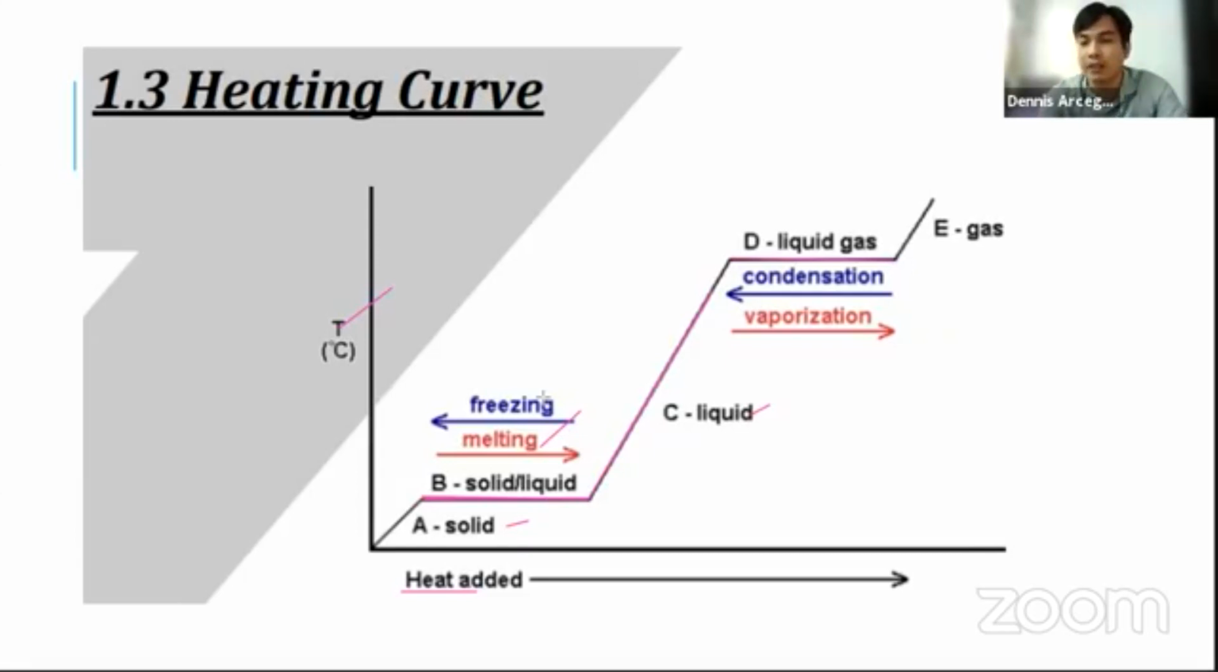It's quite tricky because some students will just simply answer increasing because it's turning solid to liquid, so the temperature is increasing, but it's not. During the time of melting and freezing, condensation and vaporization, the temperature is constant. Okay, you have to remember that. It is adding heat to break the forces of attraction between the particles. So that's the difference on that.